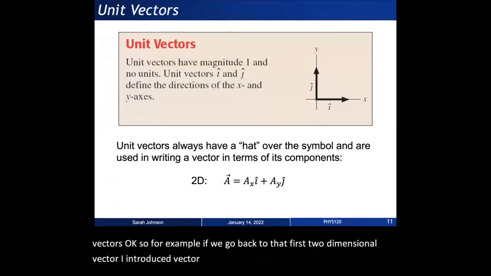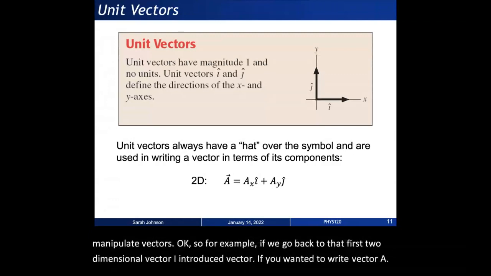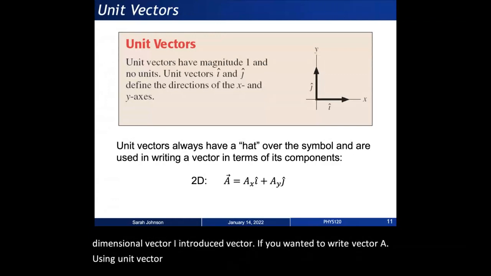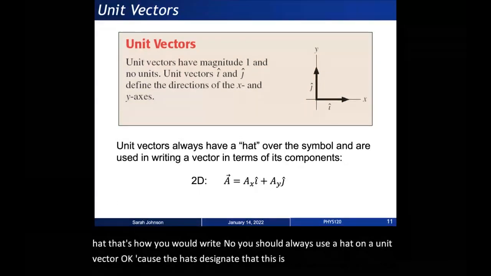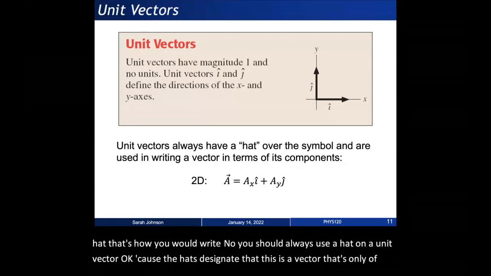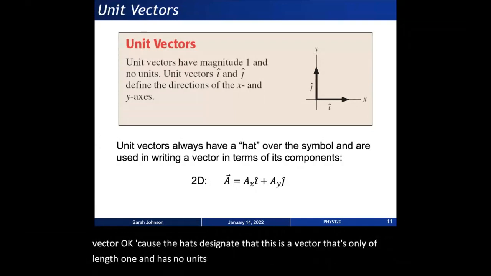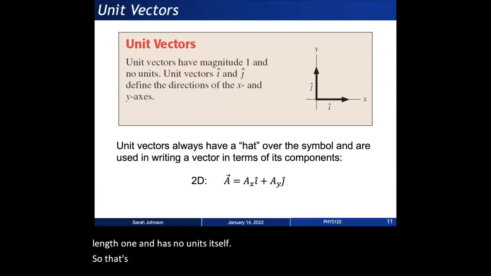So for example, if we go back to that first two-dimensional vector I introduced, vector A, if you wanted to write vector A using unit vector notation, you would write it as A is equal to Ax i hat plus Ay j hat. You should always use a hat on a unit vector, because the hat designates that this is a vector that's only of length 1 and has no units itself. So it's actually pretty important that you always use the hat there.